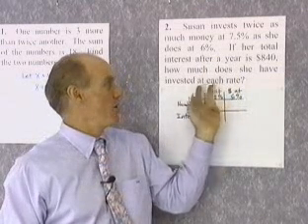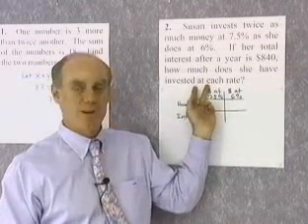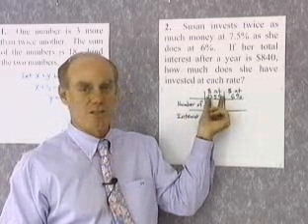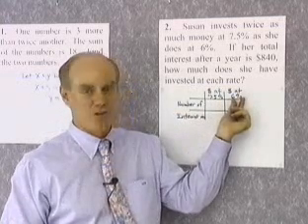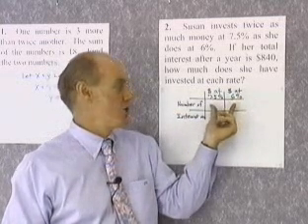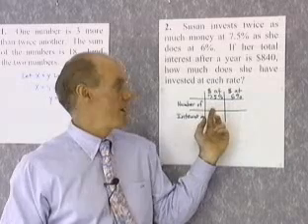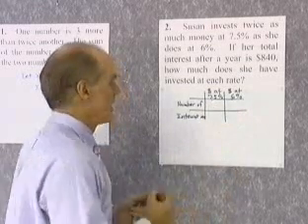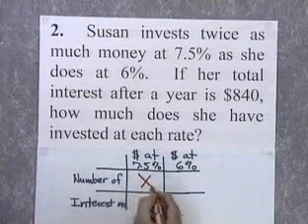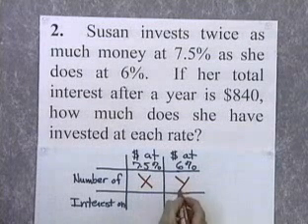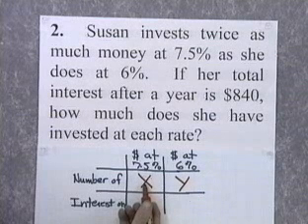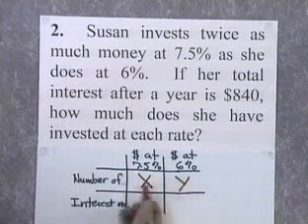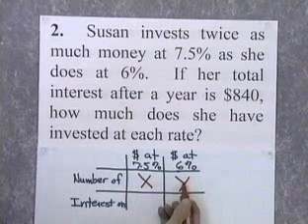Now I'm asked here for how much she has invested at each rate, so I want to know 2 different things. How many dollars does she have invested at 7.5%, and how many dollars does she have invested at 6%? So I'll use 2 variables. X I'll let be the amount that's invested at 7.5%, and y will be the amount invested at 6%. So x stands for the number of dollars that are invested at 7.5%. Y stands for the number of dollars invested at 6%.